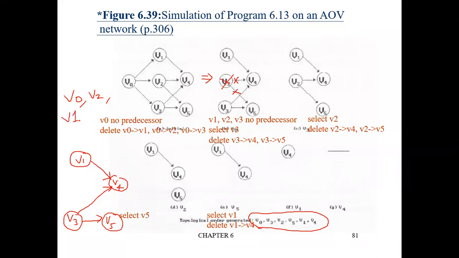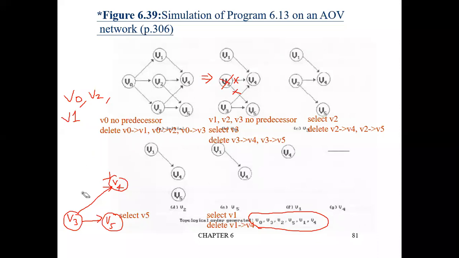If you visit V1, then we have to delete the edge which is going out of V1. How many edges are going out of V1? 1. Yes, that is V1 to V4. So delete that edge and delete this vertex. So this is the resultant graph. In the resultant graph, we have V4, V3, and V5.